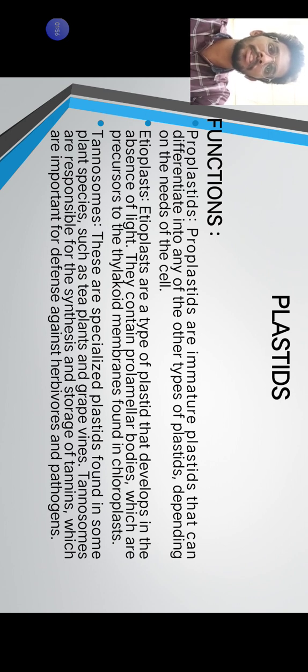Etioplasts. Etioplasts are a type of plastid that develops in the absence of light. They contain prolamellar bodies, which are precursors to the thylakoid membranes found in chloroplasts.